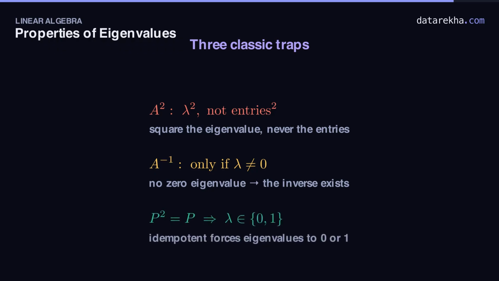And trap 3. A lovely one to know. If a matrix is idempotent, P squared equals P, then Pv equals lambda v forces lambda squared v equal to lambda v. So lambda squared is lambda, and every eigenvalue must be 0 or 1. Nothing else is allowed.